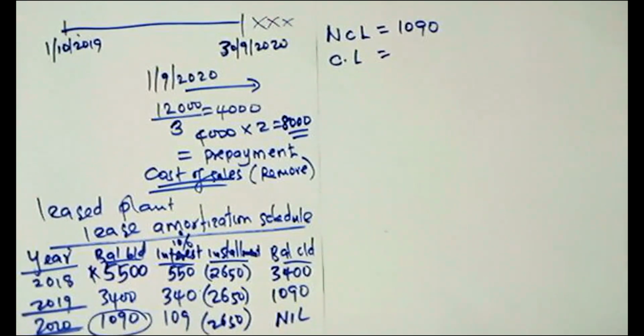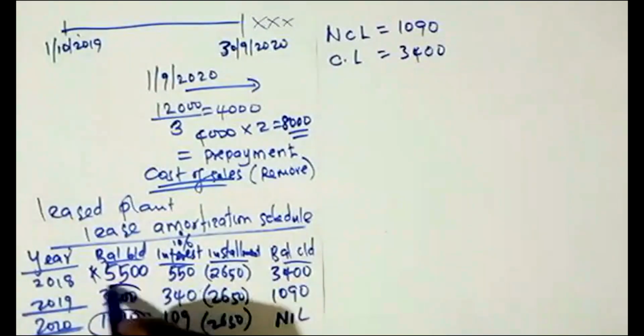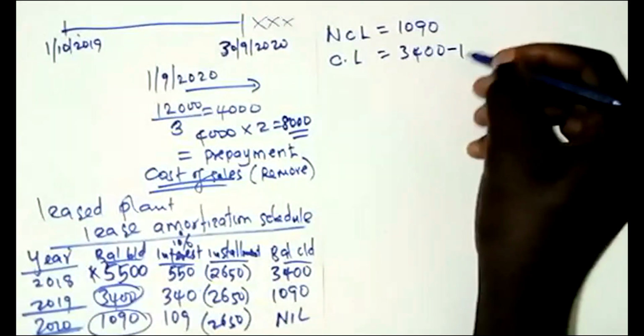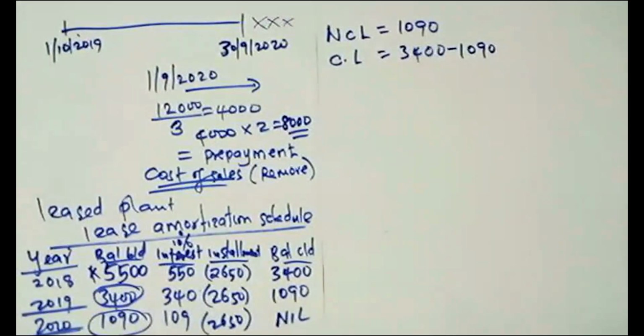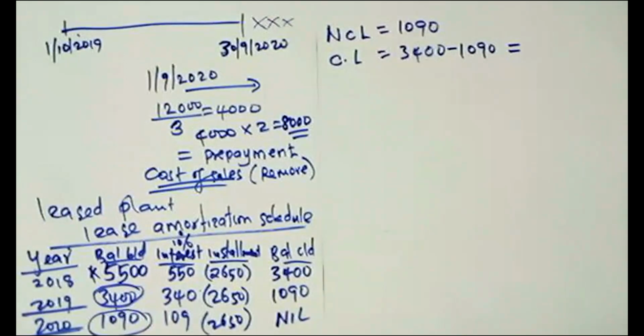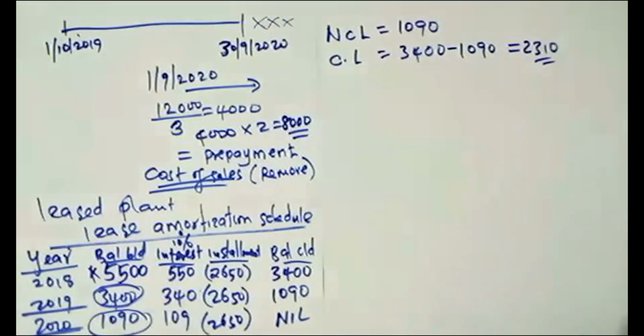Then remember that the total amount which was supposed to be paid from 2019 in the year 2020 is 3,400. This 3,400 is the one which was supposed to be paid in the year 2020. But now we have said that 1090 would be paid in the future period. That is not within the year 2020. So we deduct from there. So this is in terms of arrears. So that is 2310.